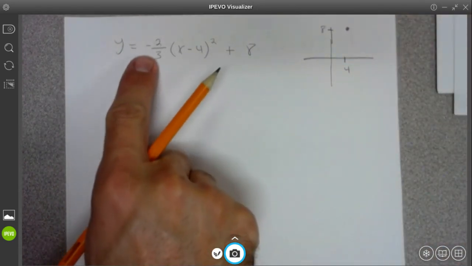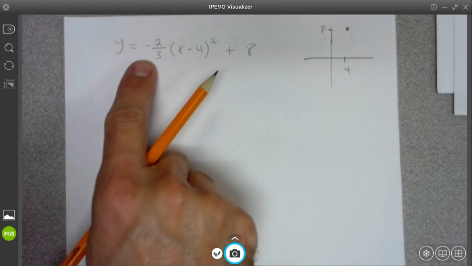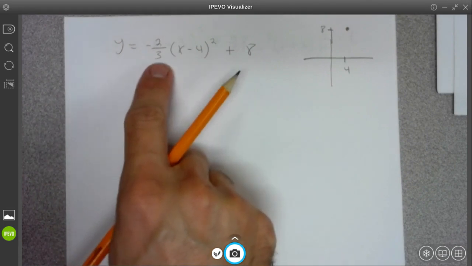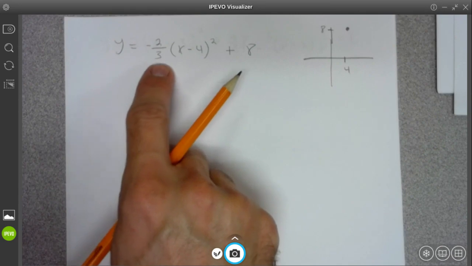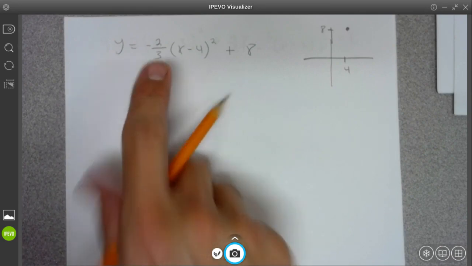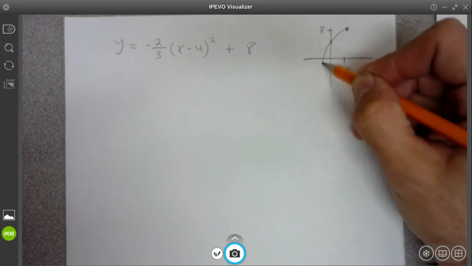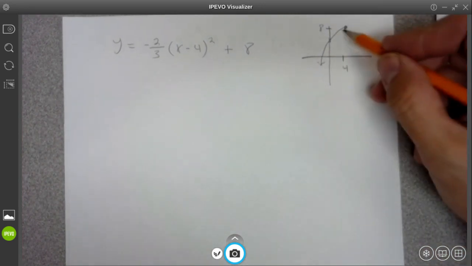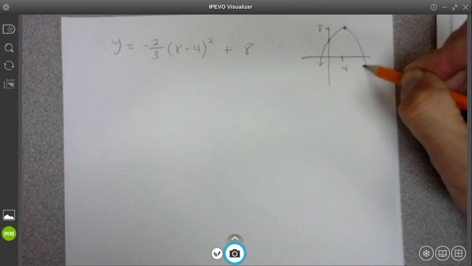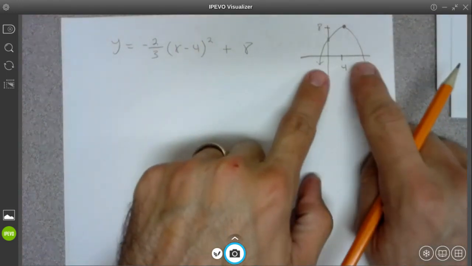There's a negative out front, the A term, so it's going to open downwards, and it's at 2/3. Because this is in between 0 and 1, it's going to open kind of flat-like. So it's going to open down, hopefully like that. I'm not sure, I might be drawing it wrong. And it's going to be kind of flatter than usual.